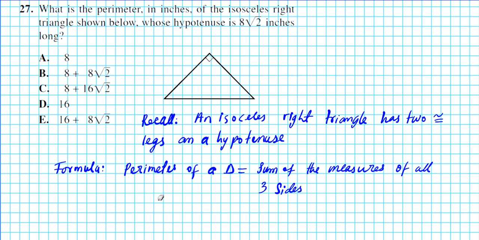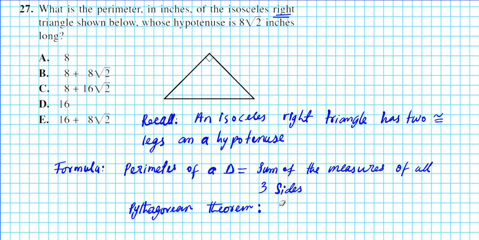And then another formula that I'd like you to remember is something called the Pythagorean theorem. You might have heard of that before. The Pythagorean theorem applies only to right triangles. It is applicable here because we have a right triangle. The Pythagorean theorem is basically a theorem that relates the legs of a right triangle with the hypotenuse.